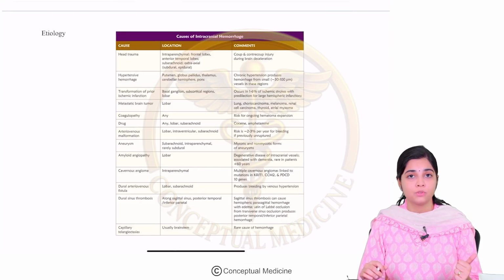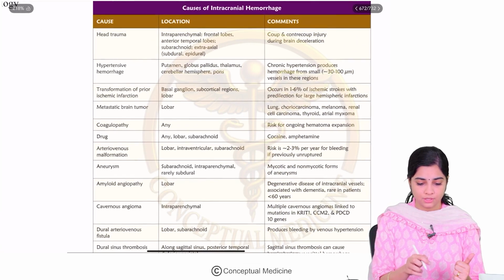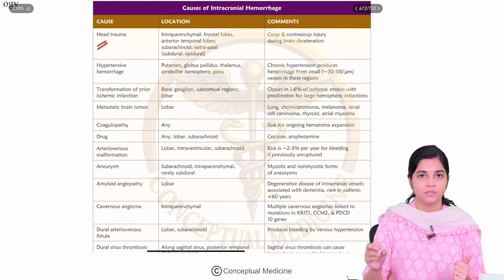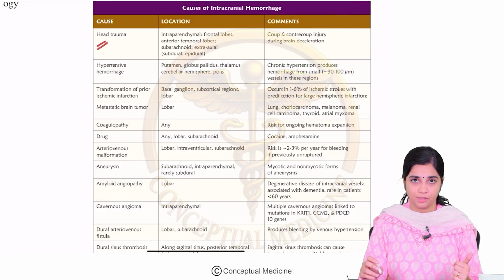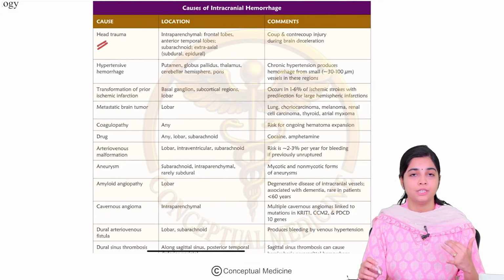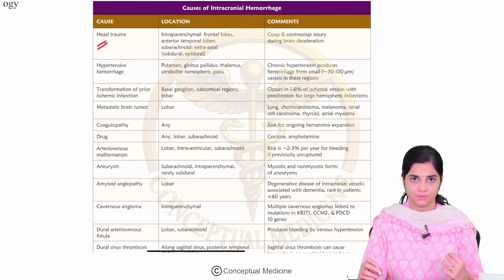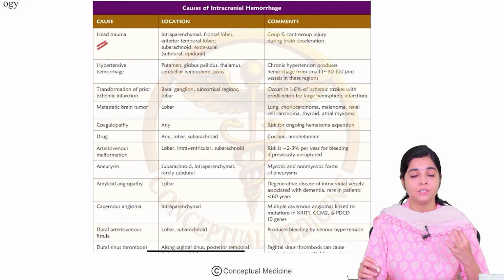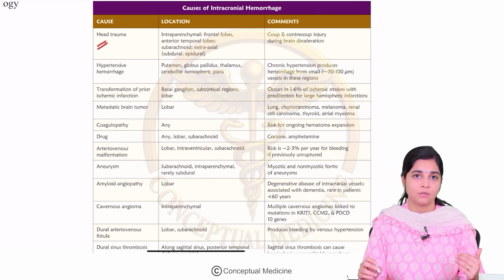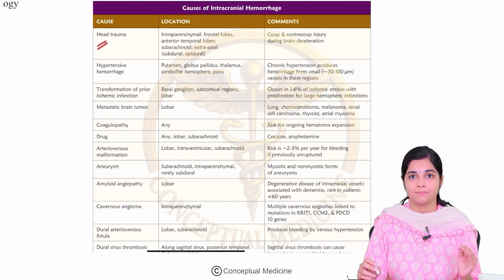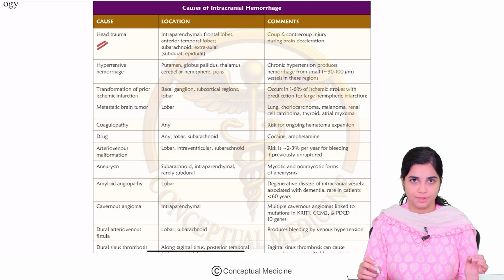One of the most common causes for a hemorrhagic stroke is your head trauma. Whenever there is a head trauma, for instance in a road traffic accident, at the site of injury you can have a coup injury, and diametrically opposite to the coup injury, because of the deceleration force, you can have a counter coup injury. So coup and counter coup are the mechanisms for injury in a head trauma.